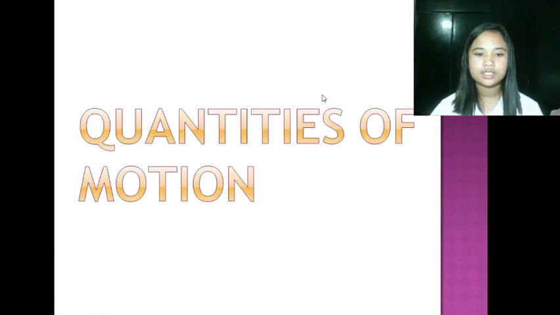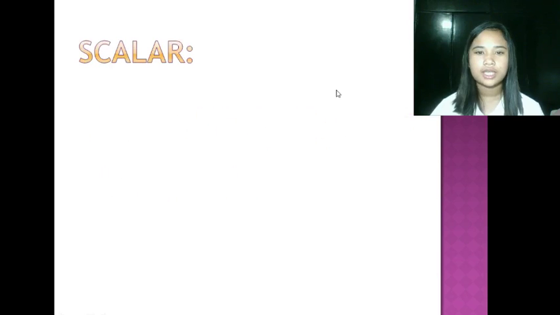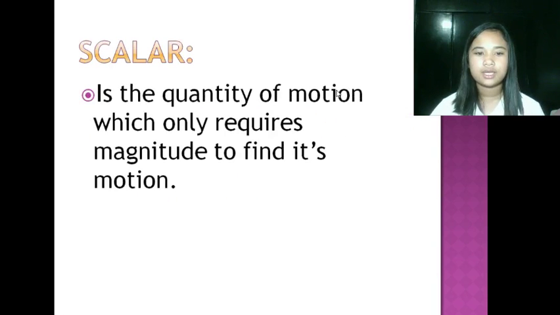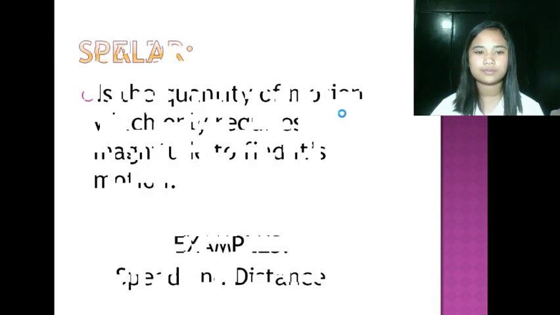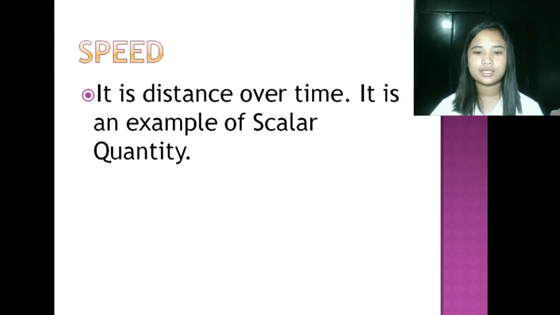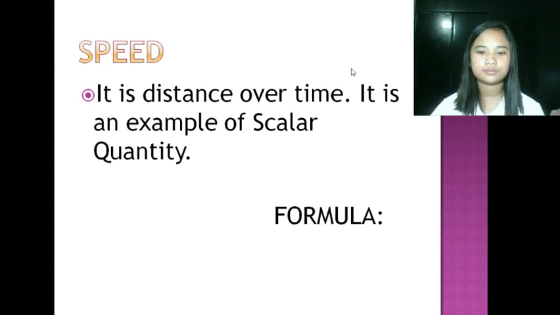Now we're gonna discuss the different quantities of motion. Scalar quantity. It is the quantity of motion which requires only magnitude. Examples of this scalar quantity are the speed and the distance. First, the speed. Distance over time. It is an example of scalar quantity.